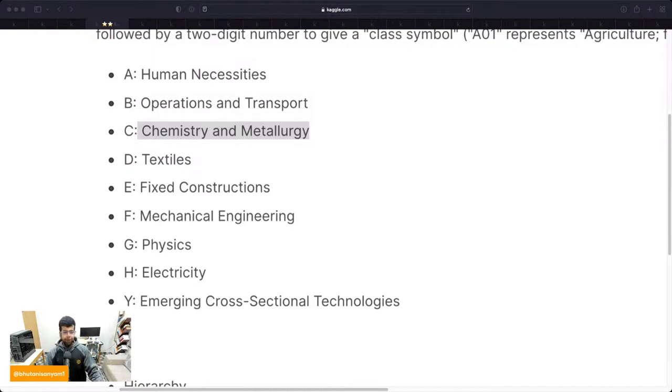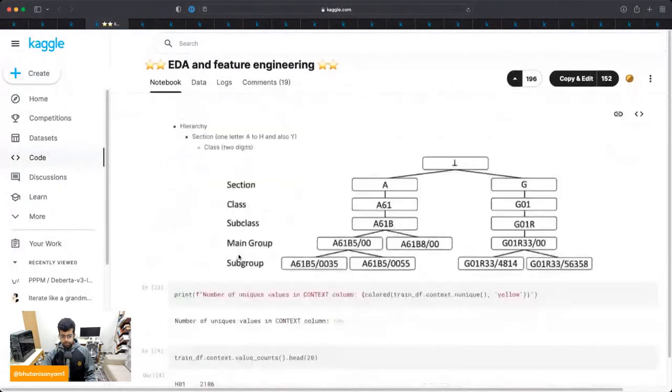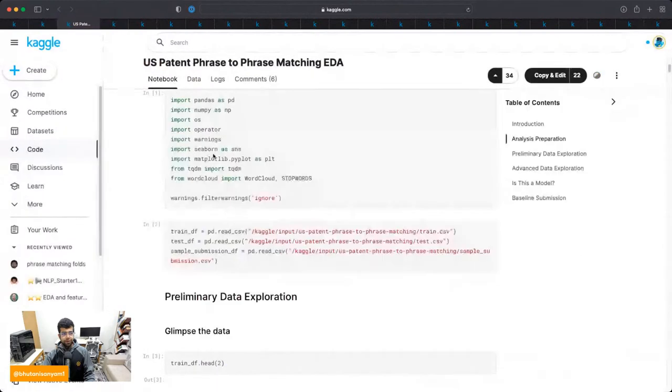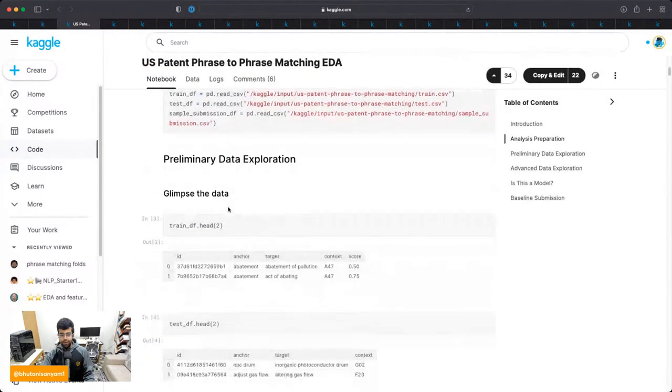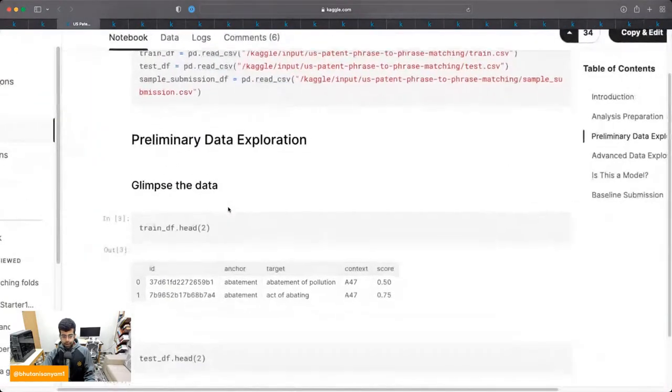So Tushan pointed this out, that chemistry was a hard one. Physics was also a hard one. Others were relatively okay. So you had to figure out how to work with these. And this was the hierarchy, as I mentioned. So let's go back to Gabriel's kernel and swiftly go through the analysis.